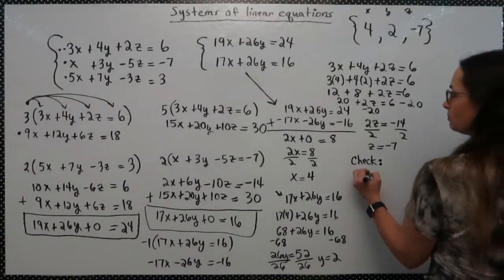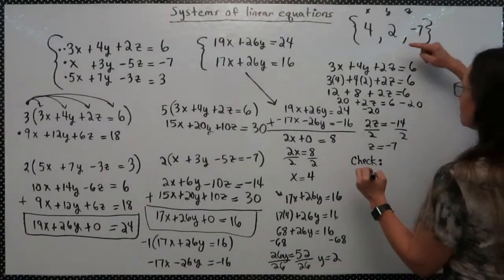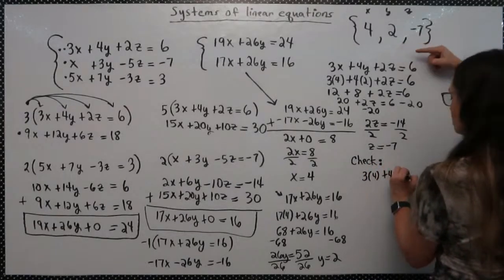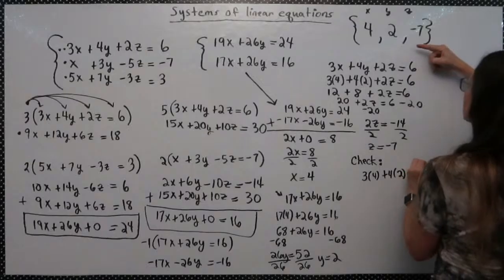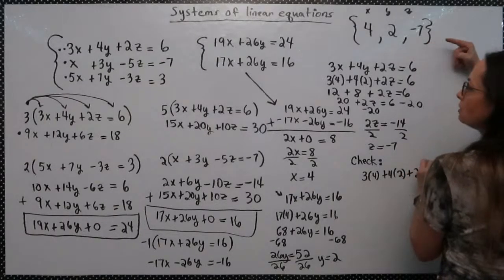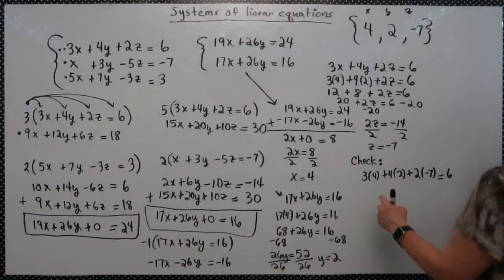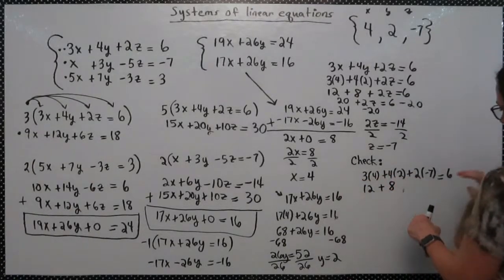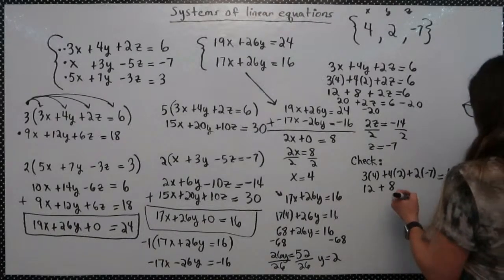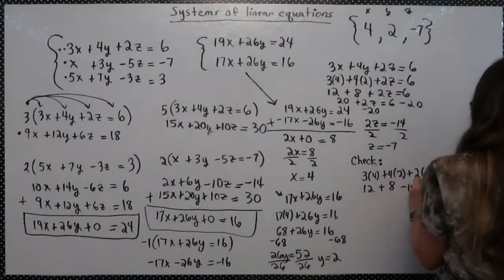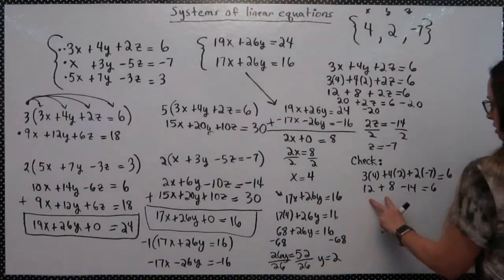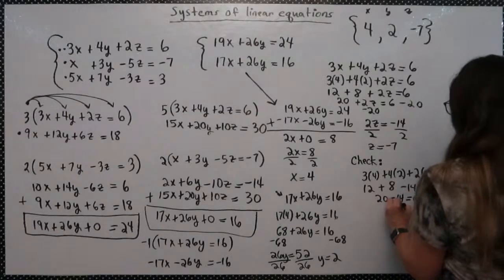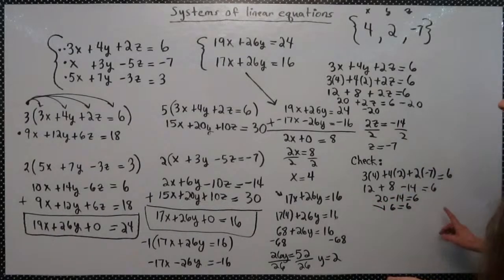And so that first one, we've got 3 times 4 plus 4 times 2 plus 2 times negative 7, and that equals 6. So hopefully it does. And so that's 12 plus 8 plus a minus. So when you multiply a plus and a minus, the minus will always win. Negative 14 and 6. So that's 20 minus 14 equals 6, and it does. 6 equals 6. Perfect.